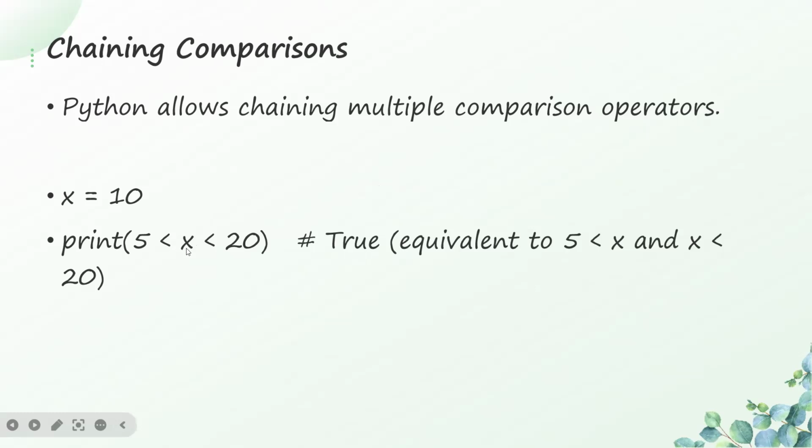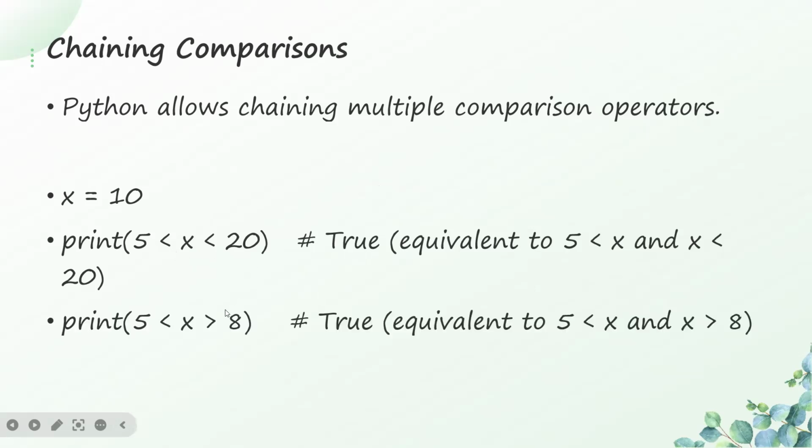Is 5 less than 10? Yes, 5 is less than 10. Is x less than 20? Okay. Yes, 10 is less than 20. So 5 is less than 10, 10 is less than 20. All right. If you say is 5 less than x and x greater than 8, yes, it's correct too, because 5 is less than 10 and 10 is greater than 8. Okay, so you can also chain it like this: 5 less than x, x less than 20. But if you try to say 5 less than x, x less than 8, it will be false because 10 is not less than 8.